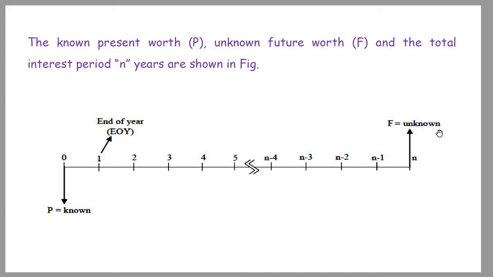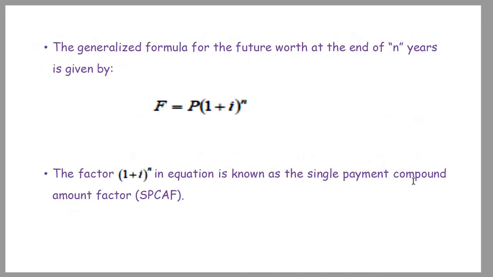At the 10th year, the future unknown value, the future worth, can be calculated using this formula: F is equal to, the unknown future amount, is equal to P, the present value, into bracket 1 plus i raised to n. Here i is the rate of interest and n is the number of years. So 1 plus i raised to n is a factor, and this equation is known as the single payment compound amount factor.